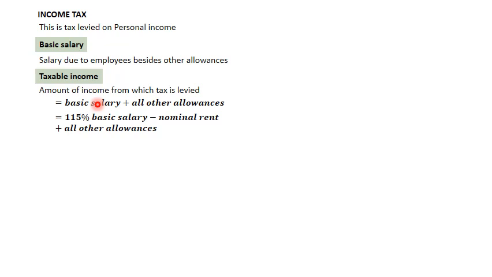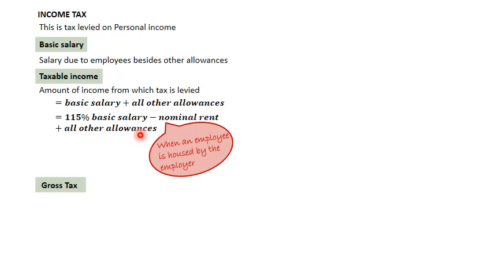Or it can be 115% of basic salary minus nominal rent plus all other allowances, if the person is housed by the employer. And that means in this case, you're going to have to raise the basic salary by 15%. That's why we have 115%. Minus some amount of money that the employee is paying the employer for staying in their house, some amount we call nominal rent, and then of course we'll add all other allowances that could be included there.